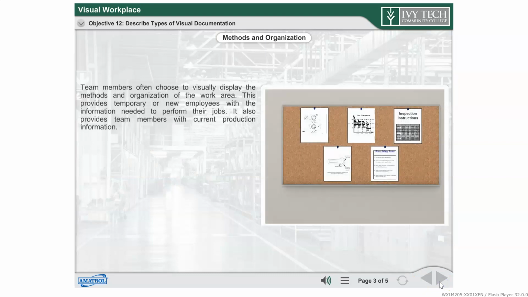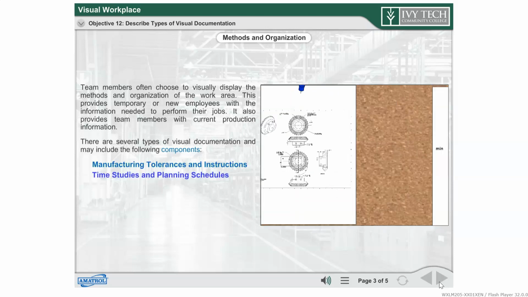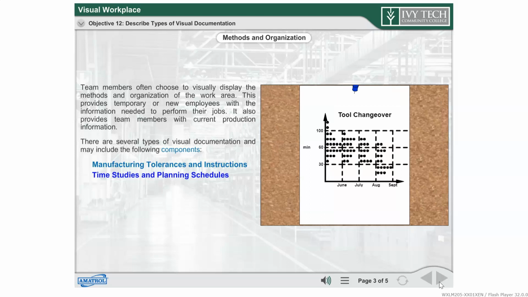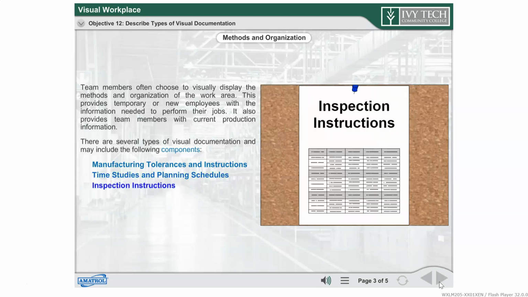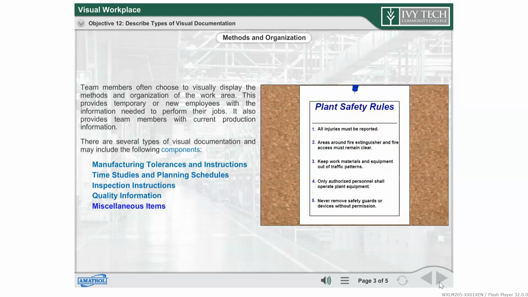Team members often choose to visually display the methods and organization of the work area. This provides temporary or new employees with the information needed to perform their jobs. It also provides team members with current production information. There are several types of visual documentation and may include the following components: manufacturing tolerances and instructions, time studies and planning schedules, inspection instructions, quality information, and miscellaneous items.